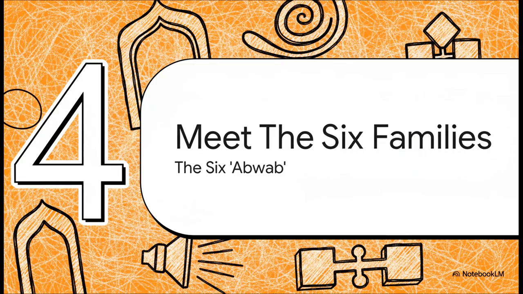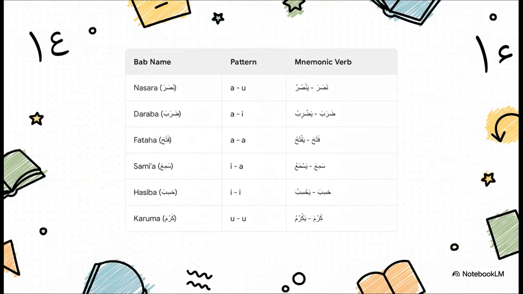All right, so it's time to actually meet these 6 families. To make them super easy to remember, each bab is named after a common everyday verb that perfectly follows its vowel pattern. Think of these as your 6 model verbs. They are going to be your new best friends, I promise. And here they are. This table right here is the master key to the whole system.